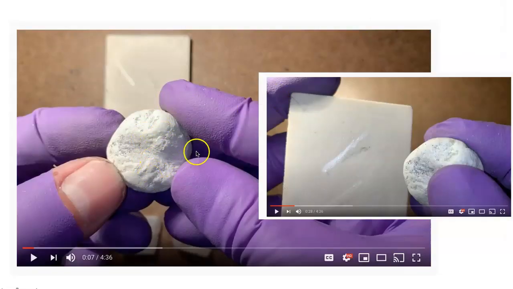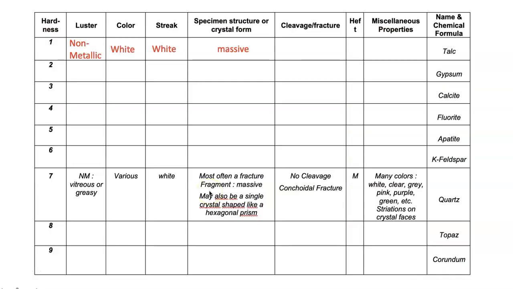It's not cubic or hexagonal or anything like that. So we're going to call it massive. There's no cleavage, so we call it fracture. We're not going to worry about heft. And if the person mentions some of the miscellaneous properties, this one's particularly powdery.